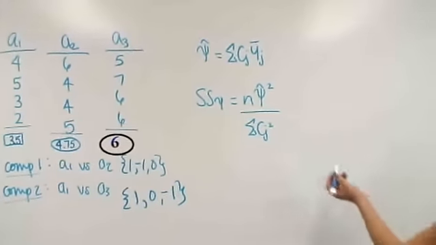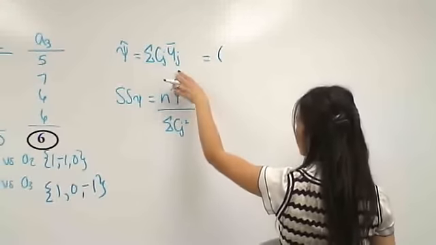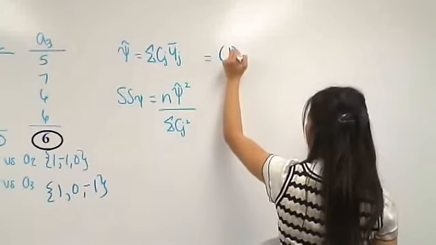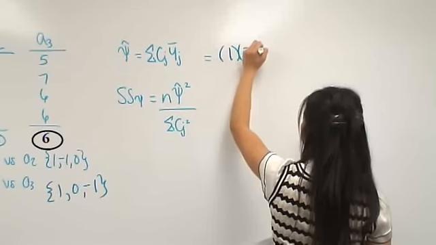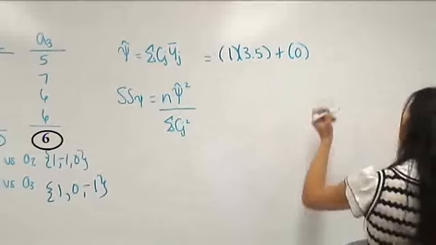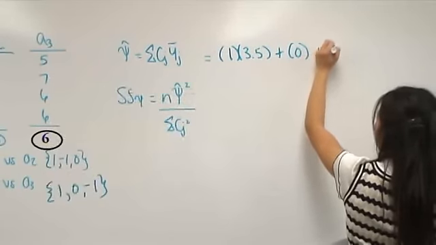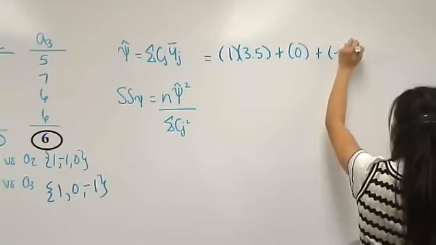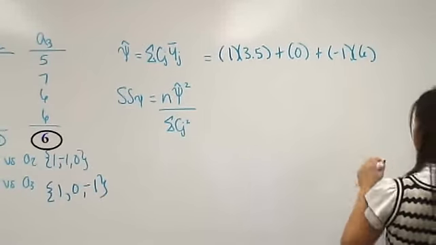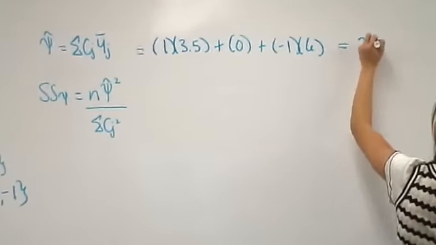So I'm going to plug the same numbers into my equations up here. So again, that is the sum of all my coefficients times the means of each of my groups. So coefficient for A1 times the mean of A1 is 3.5. And I could leave out group 2 because my coefficient there is 0. And then my coefficient for A3 is minus 1. And my mean for A3 is 6. So when I calculate that out, I'm going to get 3.5 minus 6.